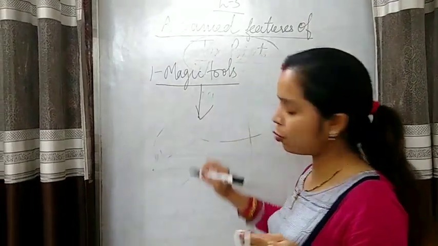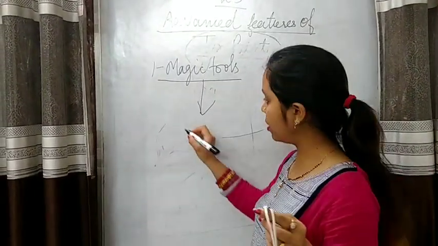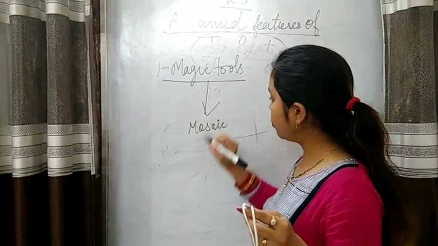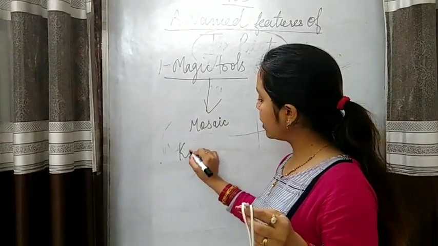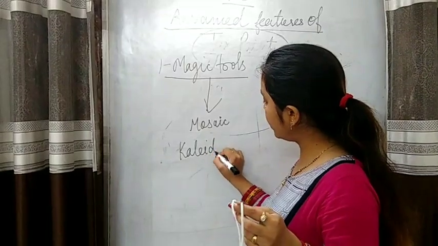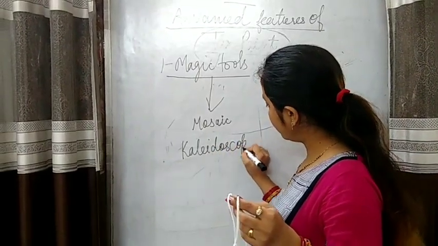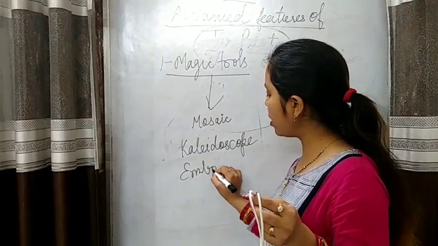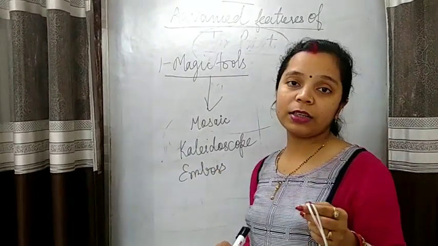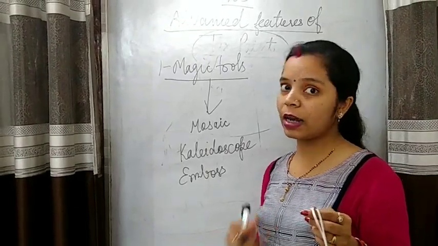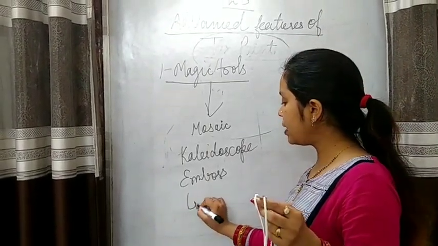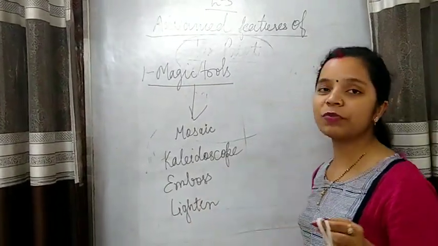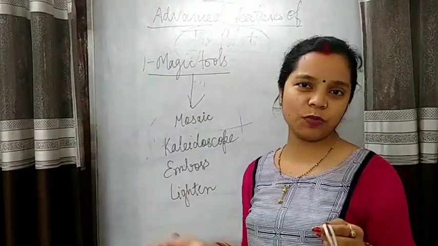Inside this magic tool, some other tools are given, like one mosaic effect is there, one kaleidoscope effect is there, one emboss effect is there. These are all the effects given, all tools which you are going to study in class 4. One lighten effect tool is there. So these are some tools which you will study in this class. These are new for you.